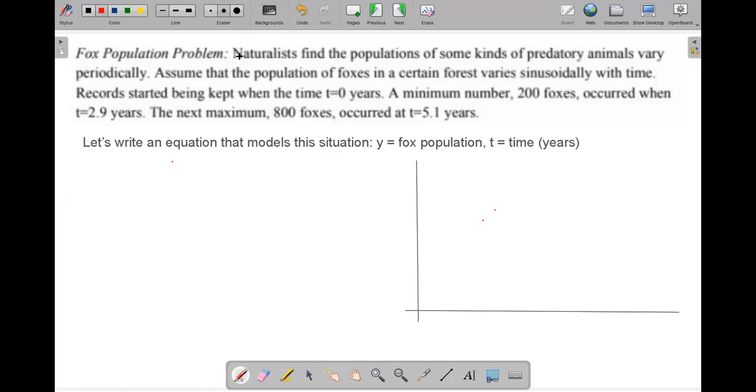So here we go. Naturalists find the populations of some kind of predatory animals vary periodically. That's another way to talk about sinusoidal variation. Assume that the population of foxes in a certain forest varies sinusoidally with time. Records started being kept when t equals 0 years. A minimum number, 200 foxes, occurred at t equals 2.9 years. The next maximum, 800 foxes, occurred at 5.1 years.